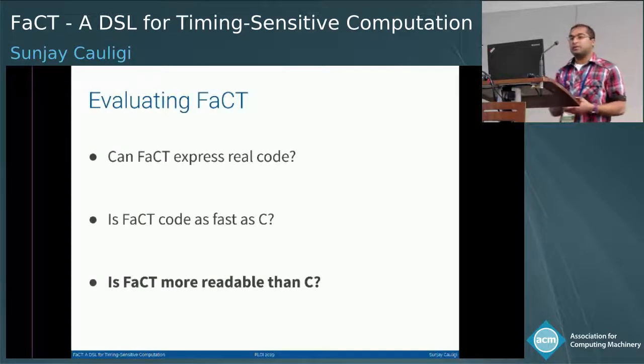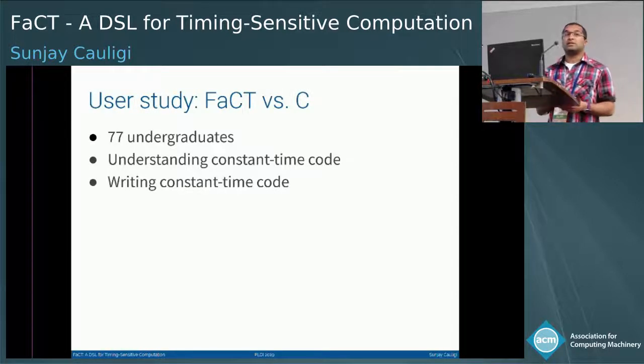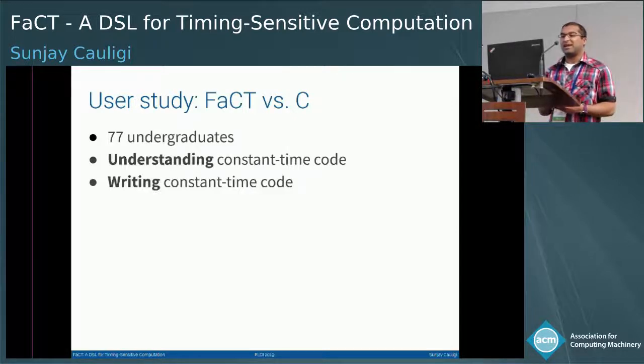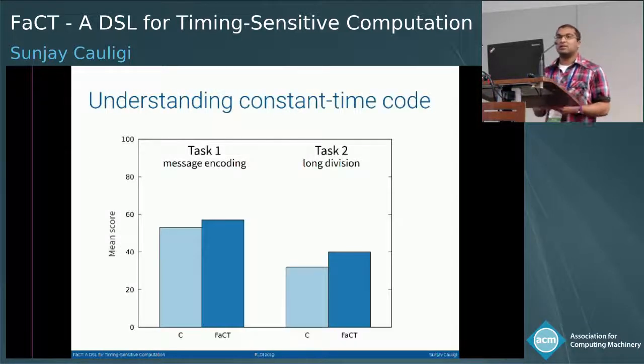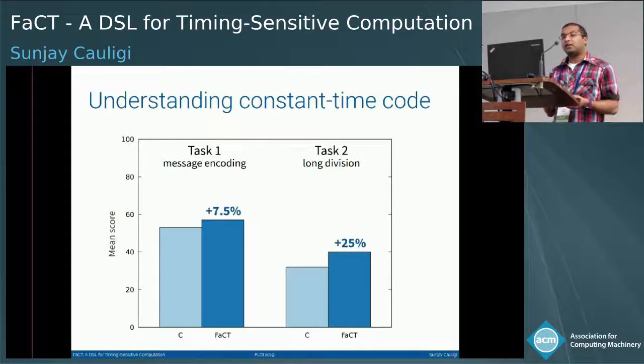So finally, we want to know, is FaCT more readable than C for constant time code? And to do this, we conducted a user study. We had 77 undergraduates in a programming languages course, and we had them do a sequence of tasks to understand and write constant time code. For the first two tasks, we gave them a snippet of constant time code, and they had to tell us what it did. And we scored them 0 to 100. And on average, the students were better able to determine what the code did when looking at FaCT code.